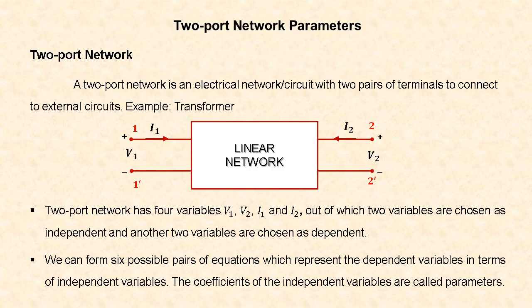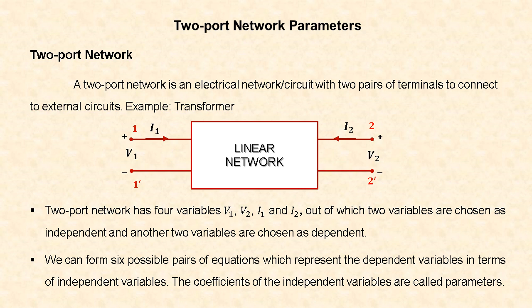In this video, we are going to see about two-port network parameters. First, what is a two-port network? A two-port network has two ports. That is, a port is nothing but a pair of terminals at which voltage and current are measured. It can be defined as an electrical network or circuit with two pairs of terminals to connect to external circuits.